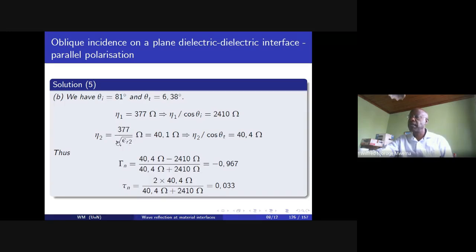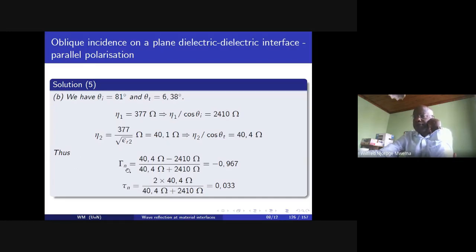And eta 2 is, of course, the free space intrinsic impedance divided by the refractive index, because we know that the speed of light in medium 2 will be lower than the speed of light in medium 1 by the square root of that value there. And therefore we see that this is going to be about 40.1 ohms. And therefore the effective impedance for water is going to be 40.4 ohms there. Because the angle theta t is so small, the cosine of theta t is almost the cosine of 0, and therefore it doesn't correctly impedance match.